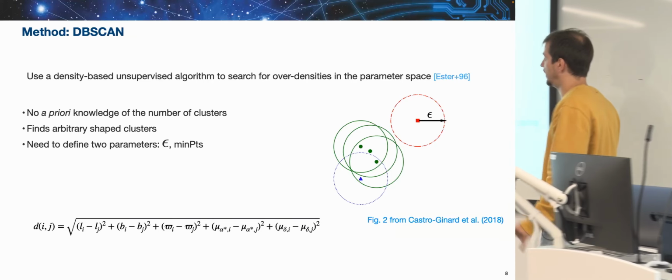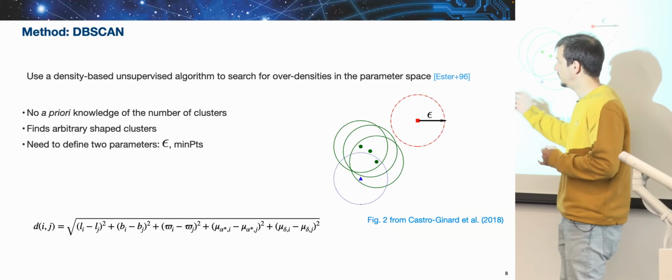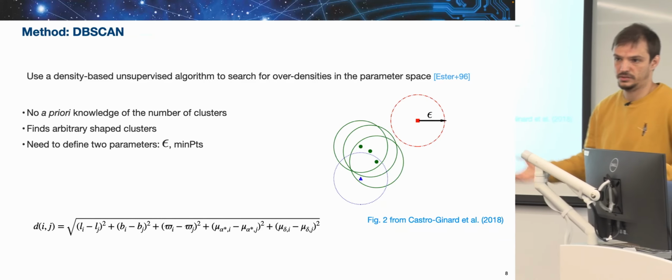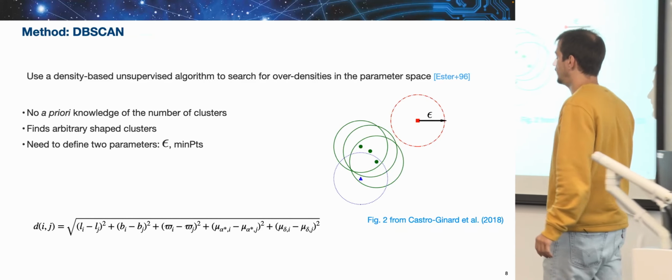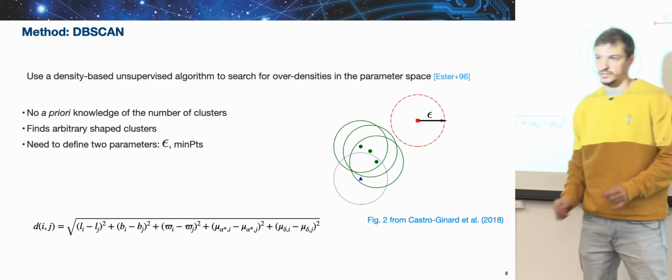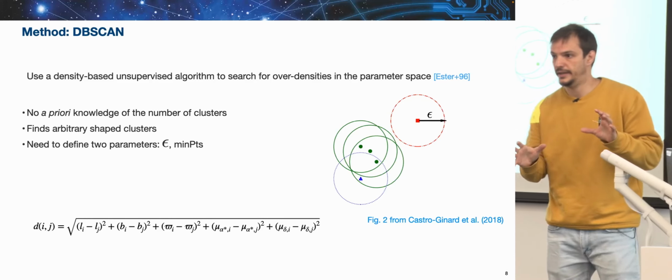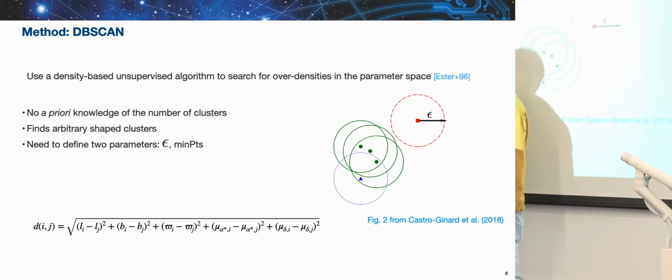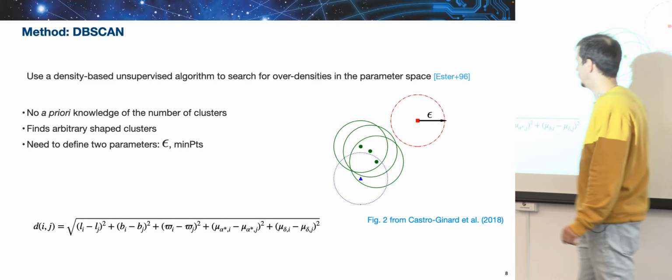Why did we choose the DBSCAN? Because it's a density-based algorithm. It doesn't need to know the number of clusters we are looking for, so that is good for us. It can find arbitrarily shaped clusters, which is also good for us, so it can account for projection effects. And we only need to define two parameters, this epsilon value here and this minimum number of points here.